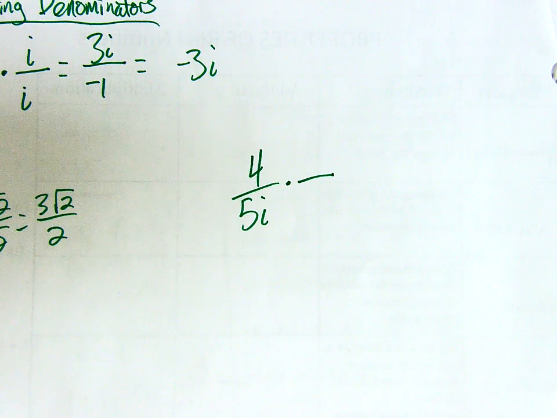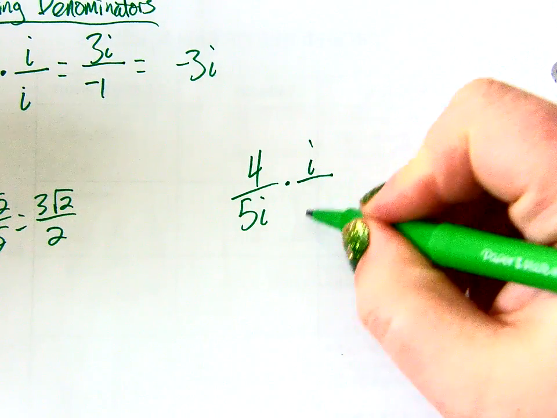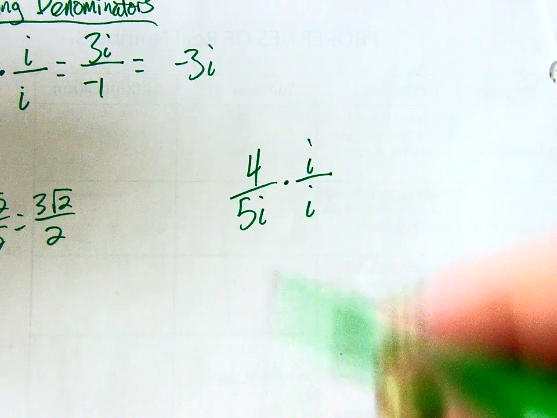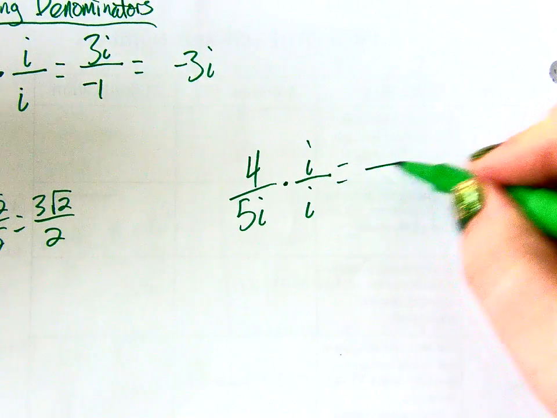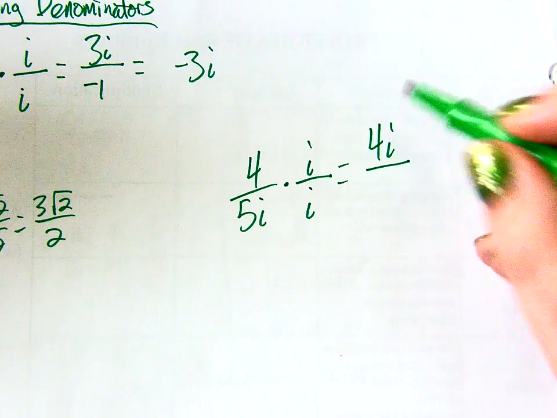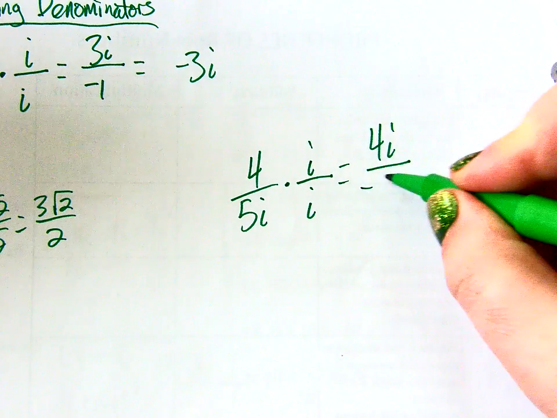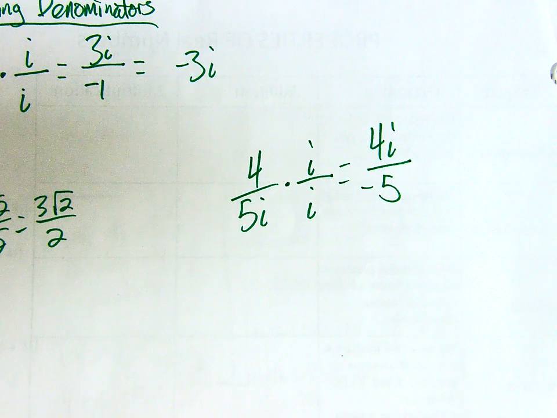Get what I'm saying? I don't have to do 5i over 5i. You can, but why make your situation harder than it has to be? So I just multiply by i over i. Look what happens. Up top I get 4i. What's my denominator become? -5. And I'm all set. I don't have any square roots in my denominator, so everything's fine.